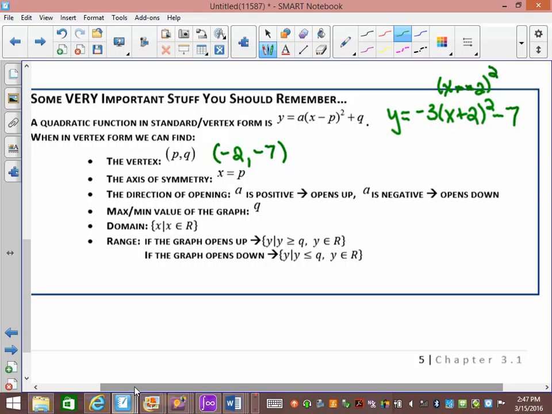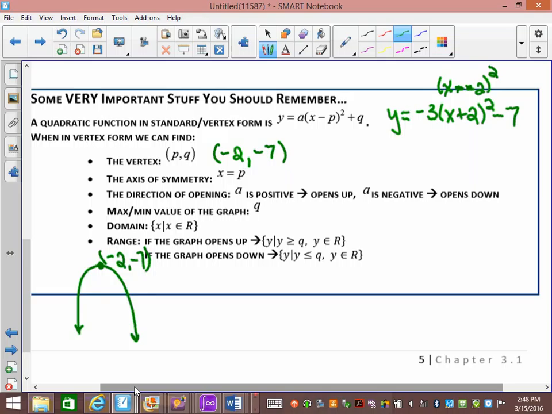The axis of symmetry is what cuts the graph in half. If I were to draw this graph, the point negative 2, negative 7 would be my vertex. The vertex is the minimum or the maximum point. Would this graph actually be like this? No, why? This has a negative a value. What does the negative a value do? It makes it go down. So it's a concave down parabola at negative 2, negative 7.